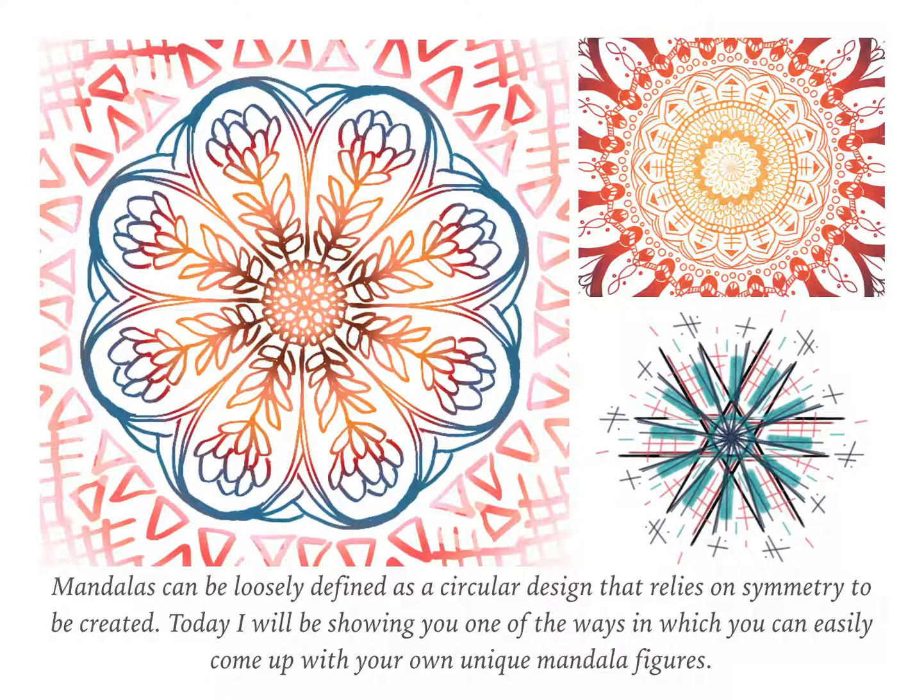Alright, so if you don't know what a mandala is, it can be loosely defined as a circular design, and it normally relies on symmetry to be created. So symmetry is basically a reflection of one side. So if we cut this in half, the reflection of this would be the exact same of this, and the same for all these designs.